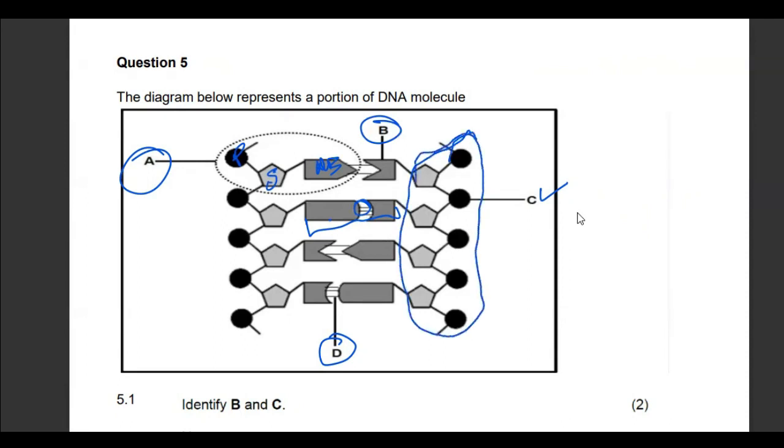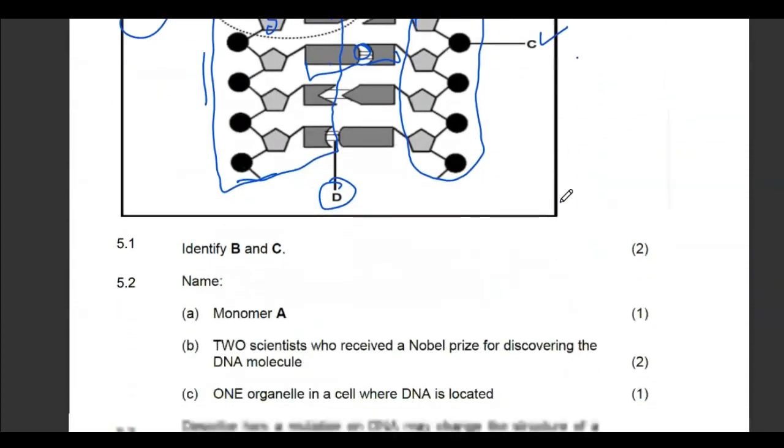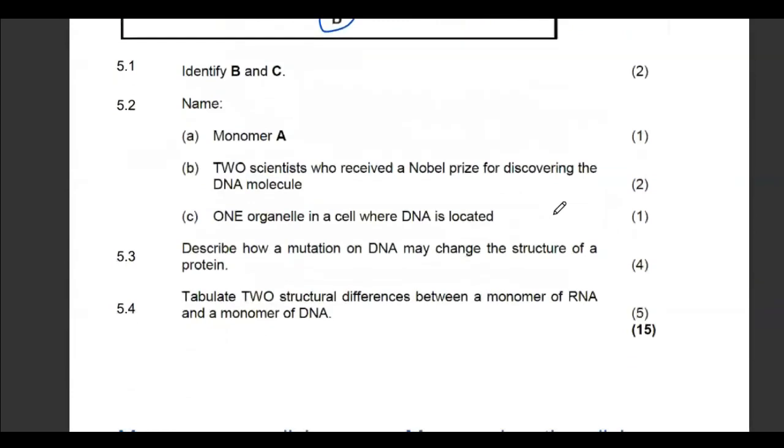And then you have this, how do you call that? That is not a strand, we call it a backbone, and the whole strand must include the nitrogenous base and this. So the difference between a whole strand and a backbone is that the backbone does not involve the nitrogenous bases. If you are asked what this bond is, this is a phosphate sugar bond, but it is a covalent bond, if you refer to it in physical science. Two scientists who discovered it were James Watson and Francis Crick. Name one organelle where DNA is found: the nucleus and the mitochondria.